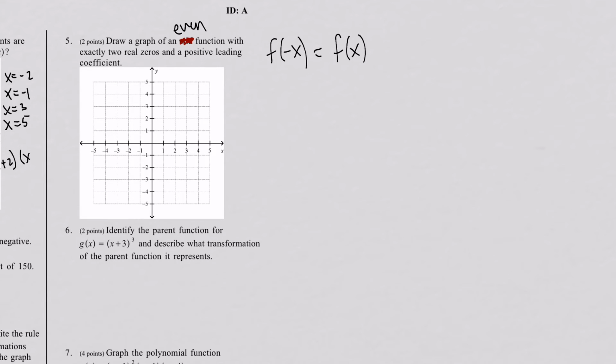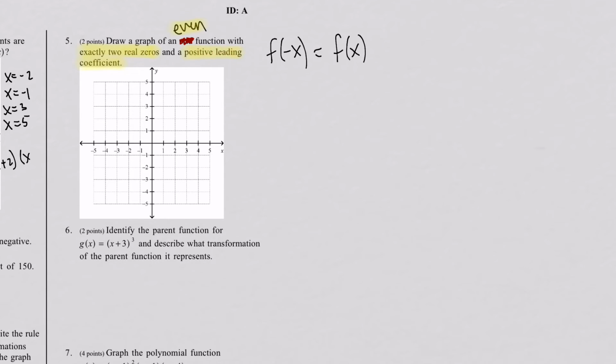With exactly 2 real zeros. That means it crosses the x-axis twice. So let me highlight some of the important information here. It must be even. It must have exactly 2 real zeros, and it must have a positive leading coefficient. So that's a lot of information there. But if you look back at example number 1, everything that we practiced there, you should be able to handle this one now. Even means symmetrical, so it has to be symmetrical about the y-axis. 2 real zeros means that it crosses or touches the x-axis twice, exactly twice, only twice.